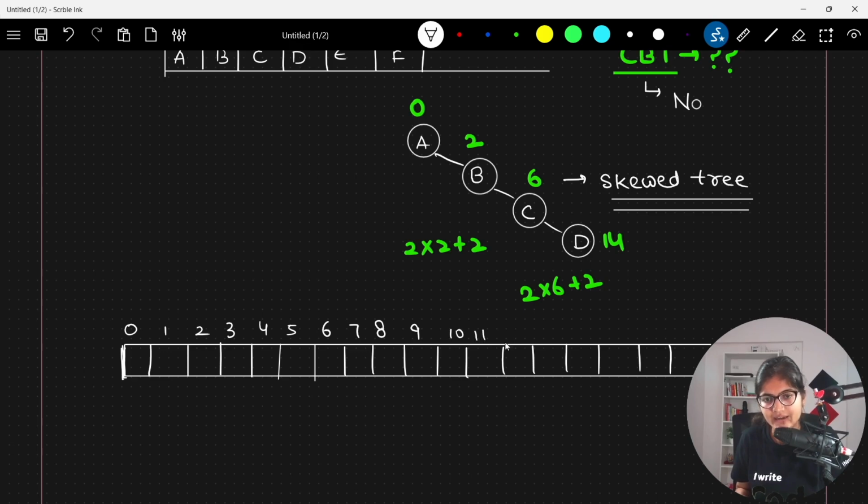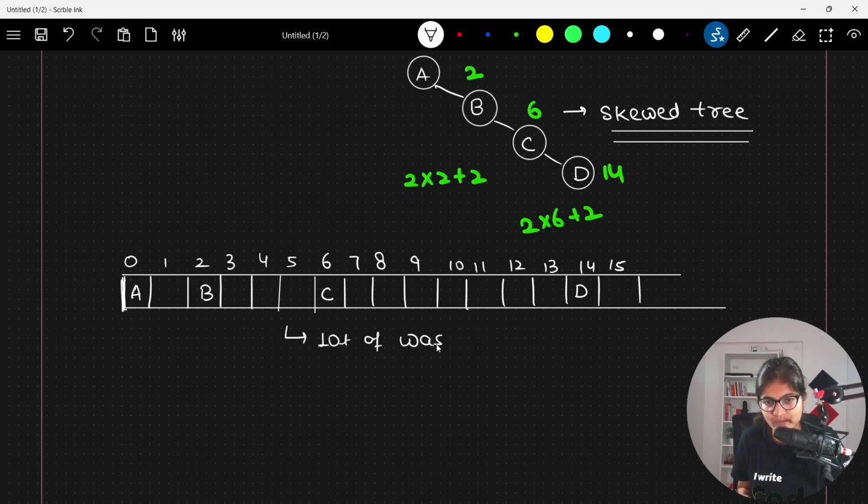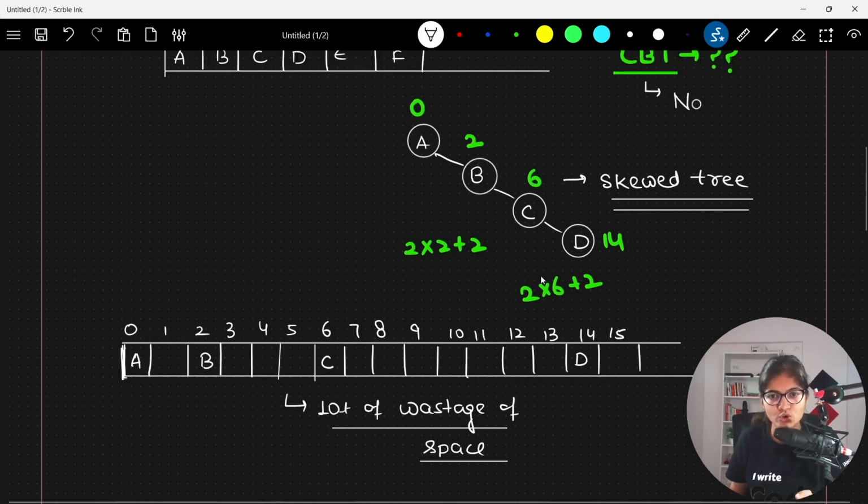8, 9, 10, 11, 12, 13, 14, right? 15. So here, if you observe, I have A at the 0 index, B at the 2 index, C at the 6th index, and D at the 14th index. Now here, if you observe simply, there is a lot of wastage of space, right? When I am using an array based data structure to store the elements.